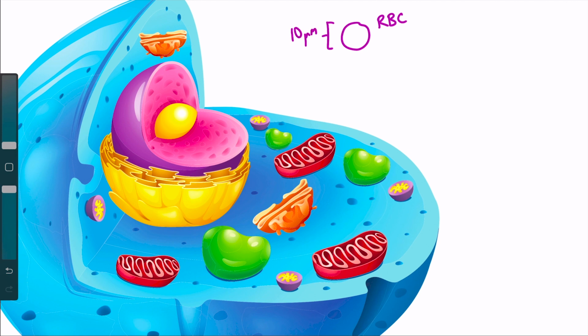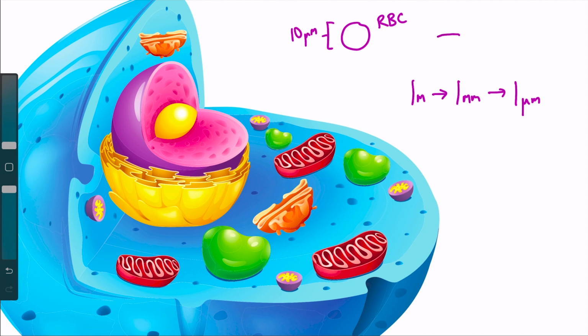Now that's very tiny. If you think about when it goes 1 meter and then divide that by 1,000 and you've got 1 millimeter, and then divide that by 1,000 and you've got 1 micrometer. And so 1,000th of a millimeter is a micrometer. So it's only 10 of those. That's the size of a red blood cell.